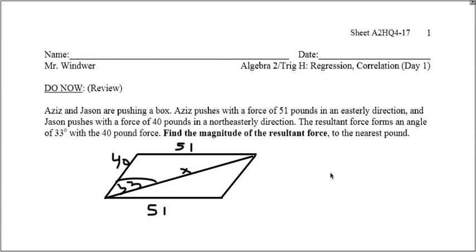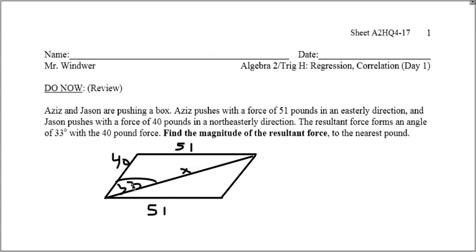Okay, so this is sheet 17. We have two kids pushing a box. One's pushing at 51 pounds, the other one's pushing at 40 pounds, and the resultant forms an angle with the 40 pound at 33 degrees. Fine. We want to find the resultant force.